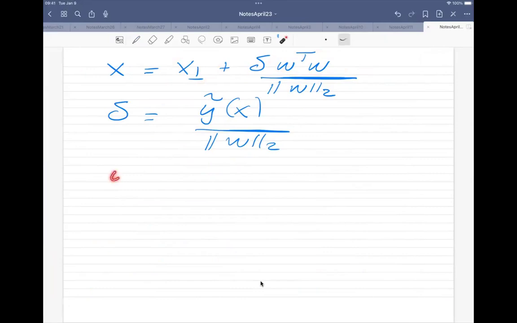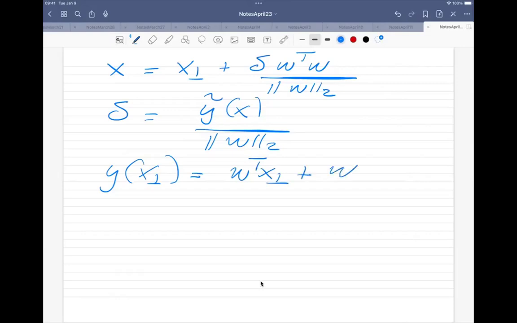And we know that y of x perpendicular is given by w^T x plus this w0. And we know that this one has to be equal to 0. So one thing which we could do now is to find these parameters, w1, w0, and w2, by a simple optimization problem.